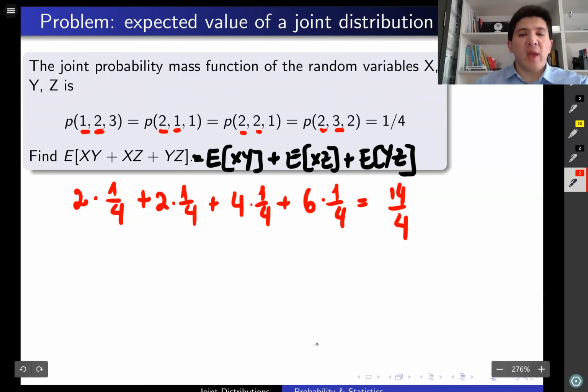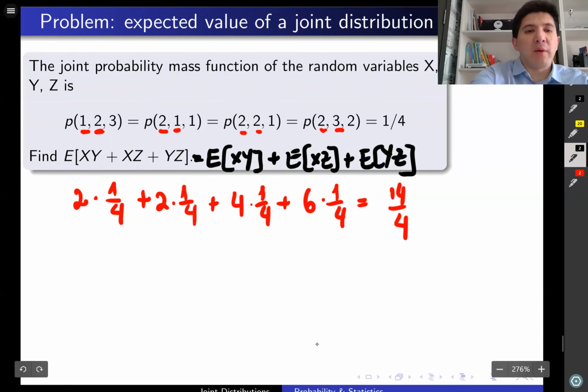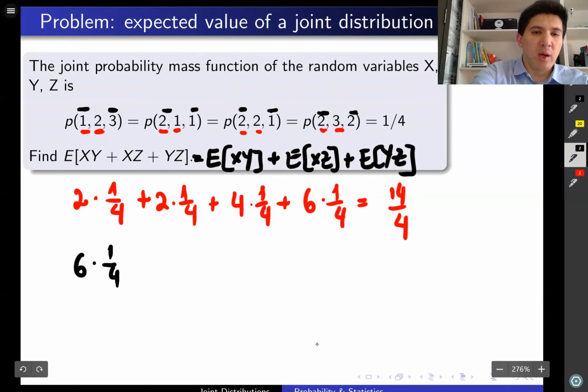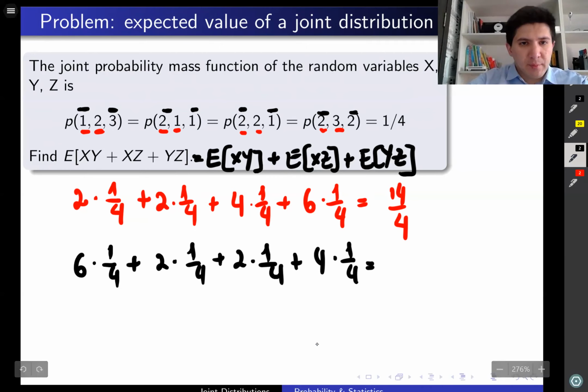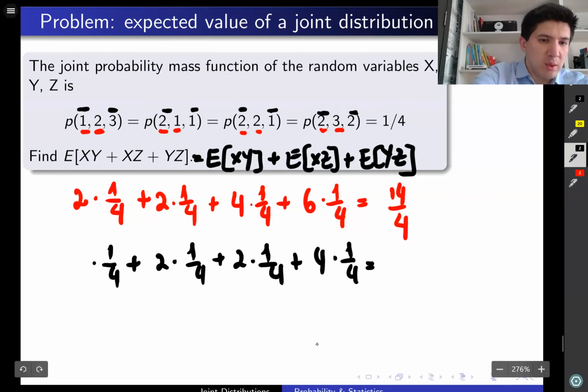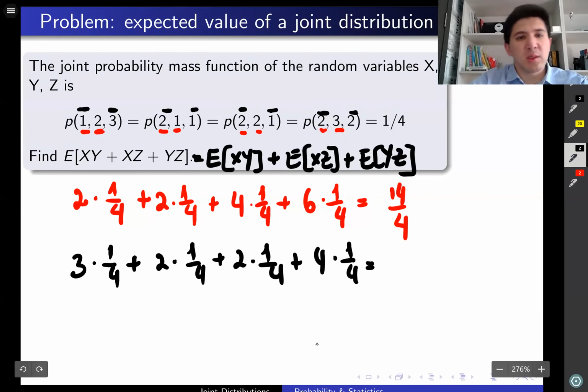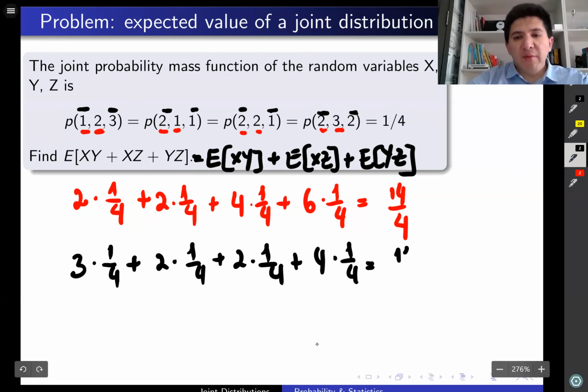So the expected value of xz is going to be the multiplication of x and z. In the first case, it's going to be equal to 6 multiplied by 1 over 4, plus 2 multiplied by 1 over 4, plus 2 multiplied by 1 over 4, plus 4 multiplied by 1 over 4. Again, xz is, sorry, it should be 3 here, right? So 1 multiplied by 3, 2 multiplied by 1, 2 multiplied by 1, 2 multiplied by 2. It's going to be 11 over 4.